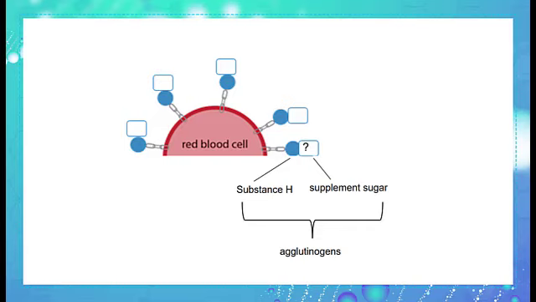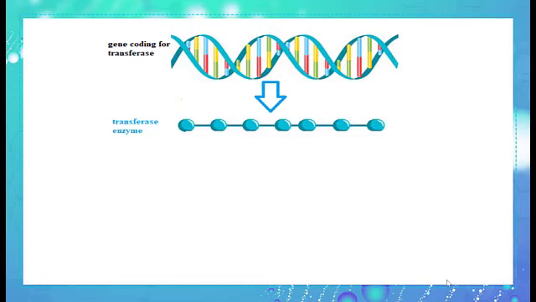If there is no sugar at all, then the blood agglutinogen is O. If the sugar added is galactose, then the blood agglutinogen is B. And if the sugar added is an acetylgalactosamine, then the blood agglutinogen is A. Now, the type of sugar added to substance H depends on an enzyme called transferase. Transferase is a functional protein coded by a specific gene and synthesized by the cell.